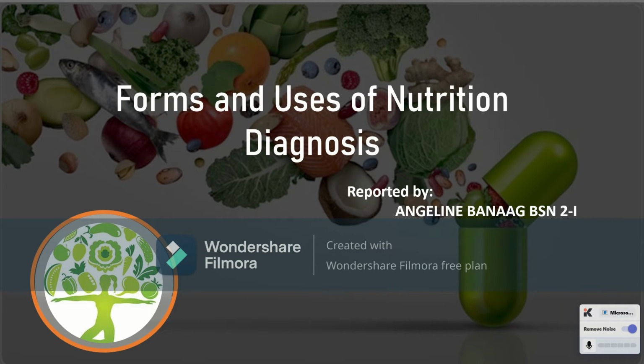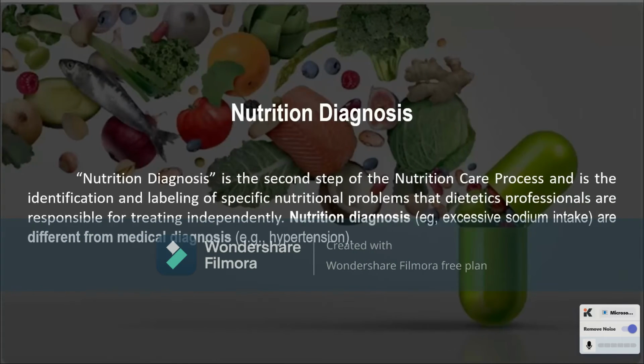I am Angeline Banaag and today I will be discussing the forms and the uses of nutritional diagnosis. So first is the nutrition diagnosis. Gaya nga ng nireport na ng previous reporters, the nutrition diagnosis is the second step of our NCP or nutrition care processes. Also, it is the most crucial part of all those processes.